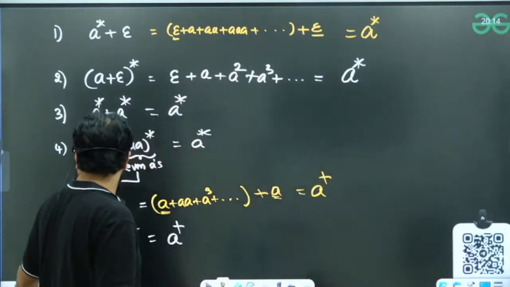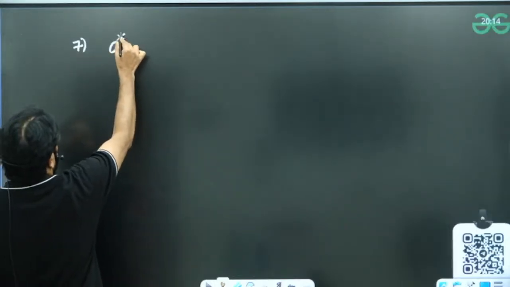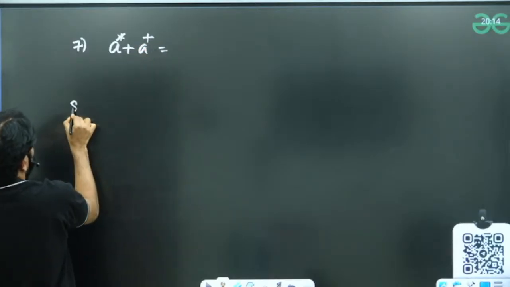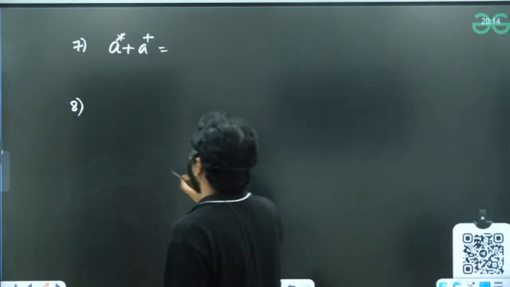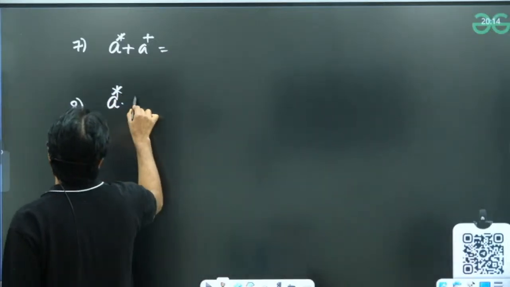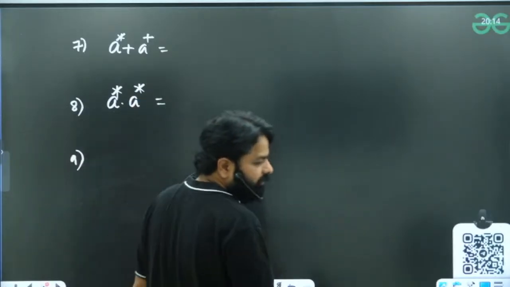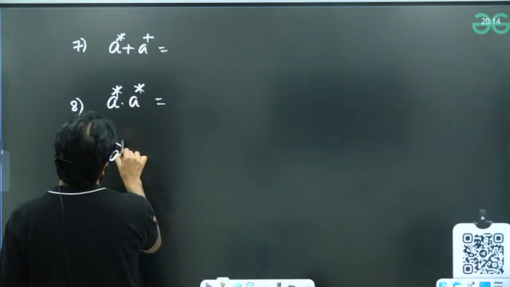We write the questions first, because every time is not good. Seventh, a star plus a plus. Eighth, a star dot a star. Can you answer all of them? A star dot a plus.